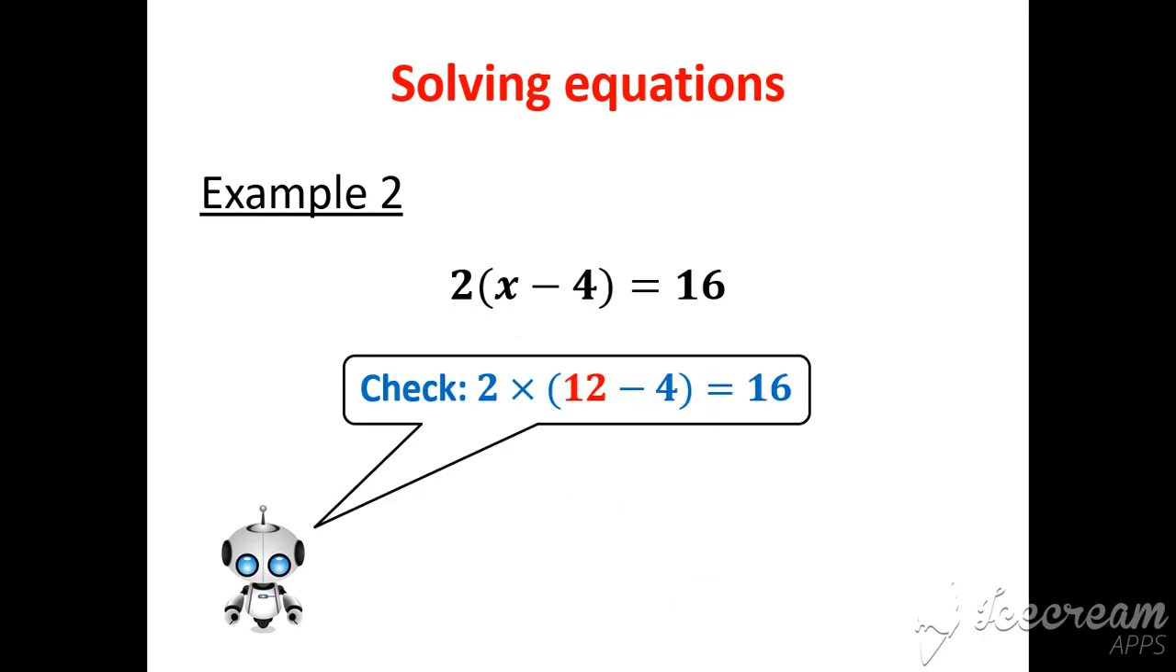Well, once again, like I always like to do, go back and check it. So go 2 times bracket 12 minus 4 bracket, and that gives me 16. I'm confident I know I've got the right answer for x.